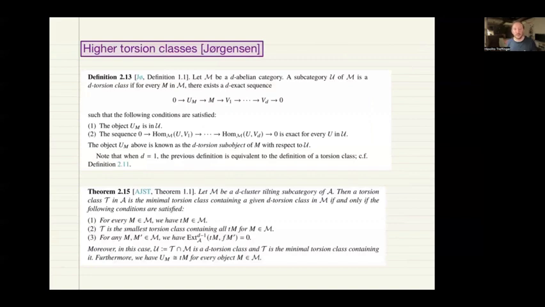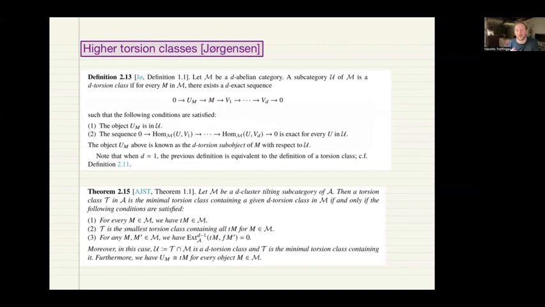Now, so you have the abelian categories, you have torsion classes. What is a d-torsion class? Well, a d-torsion class is a subcategory of a d-abelian category such that for every object M in the d-abelian category, this object M has a subobject UM in this d-torsion class, such that the d-cokernel of this inclusion satisfies a certain homological exactness property that recovers the notion of torsion classes as defined before by Dickson.